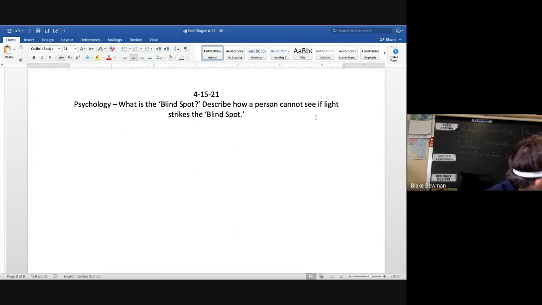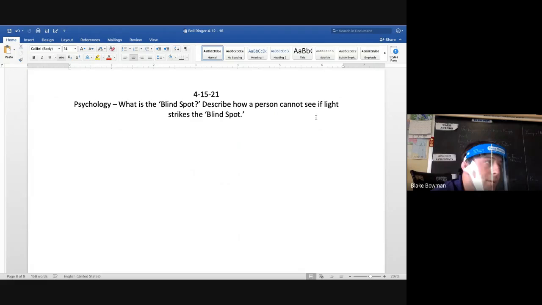All right, so what do we have here? What is the blind spot? Hannah, what's a blind spot? Yeah, good job. So we know the photoreceptors are located where? What layer of the eye? Sarah? The retina. Yeah, good job.